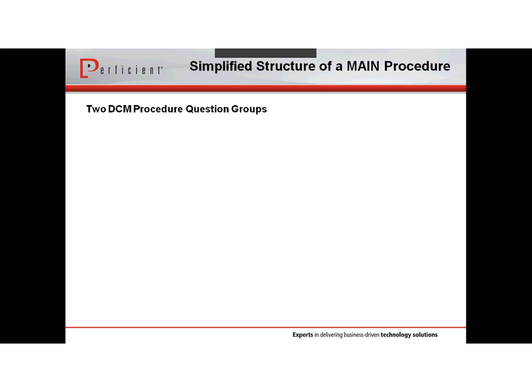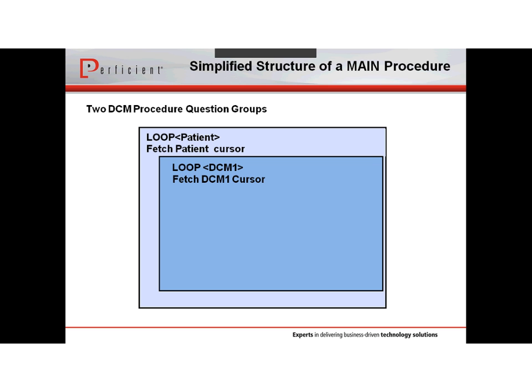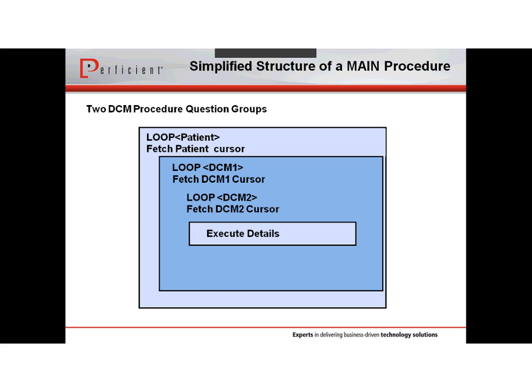If we have two procedure question groups, which is common too, still pretty simplified, we again loop by getting the patient information. We fetch the patient cursor. Then we get patient DCM1. And then we get the data for patient DCM2. And then we execute the details. So we get data from two separate DCMs, two separate CRFs, if you like, simplistically. And then we execute the details. Then we end the DCM2 loop, and we fetch the next DCM2 cursor.